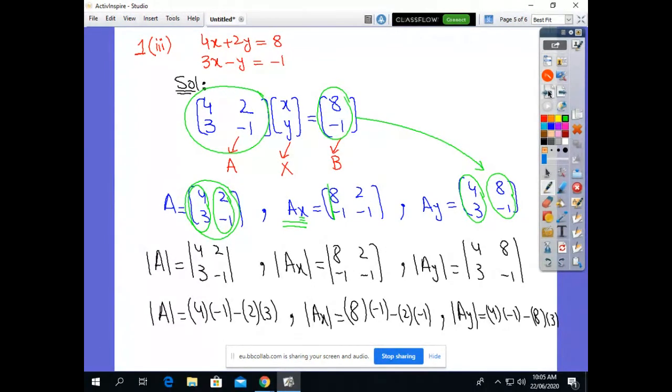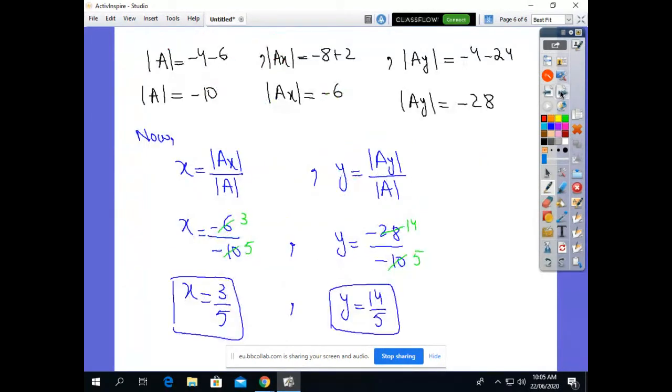No, it's the same value of the matrix A. 2 and -1. You see here, these 2 and -1 are the values of the matrix A. And similarly, in AY, these 4 and 3 are the values of the matrix A. Okay, clear?